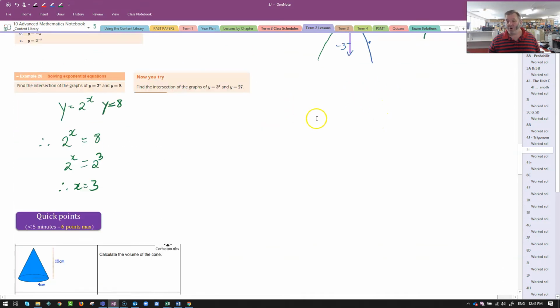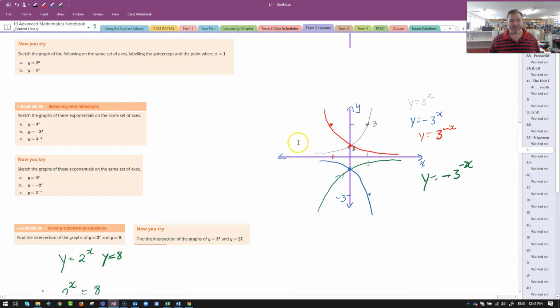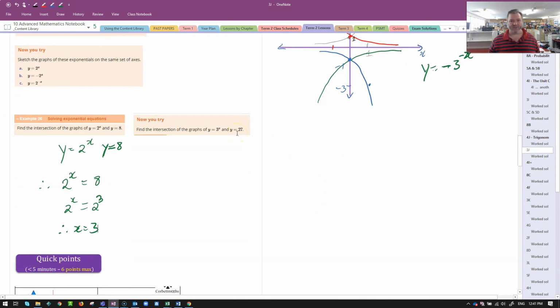I'm conscious this is now just ticked over 15 minutes. That's long enough. Have a think about those. Have a play around on Desmos to get used to them. The questions will actually be fairly straightforward in this.